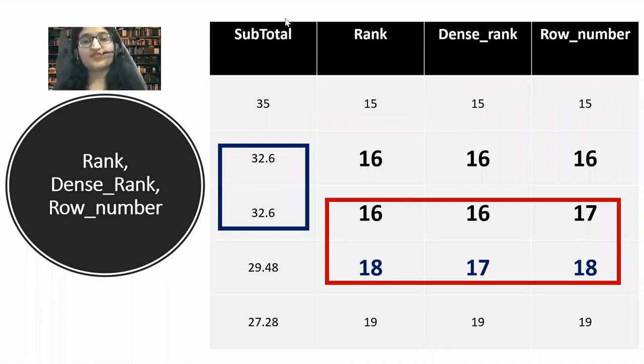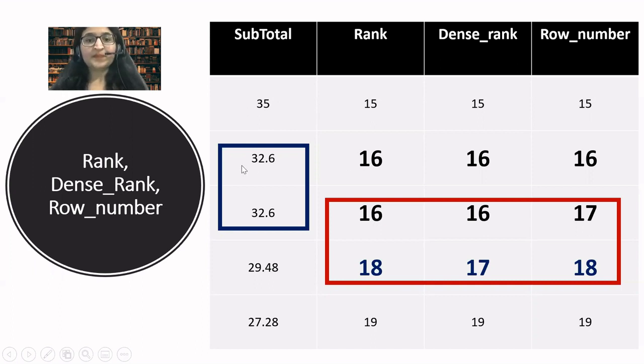The same rank is assigned to the rows in a partition which have the same type of value. A rank function can be of different types. For example, you have dense rank, row number, and your normal rank. Okay, let's understand the difference between rank, dense rank, and row number. Right now, just understand that we are ranking based on descending order. If the subtotal is big, then it will have a lower rank. Okay, so subtotal 35 has 15 rank and 32.6 has 16 rank.